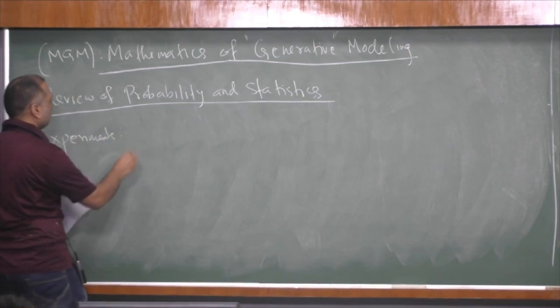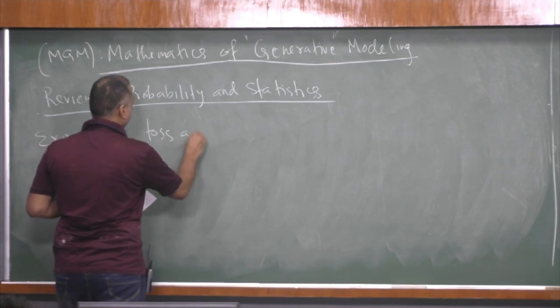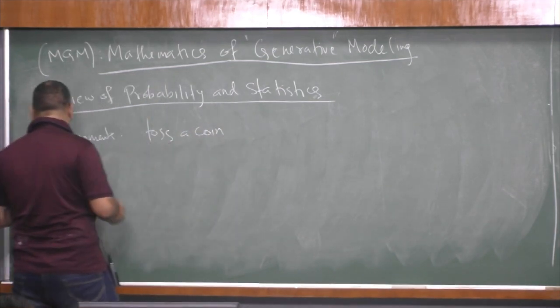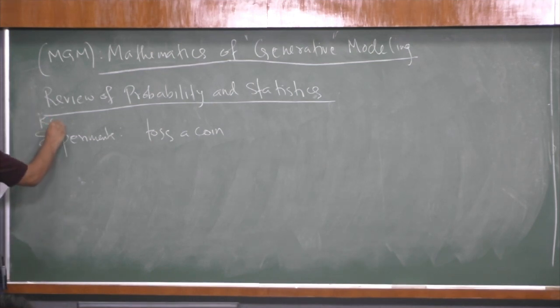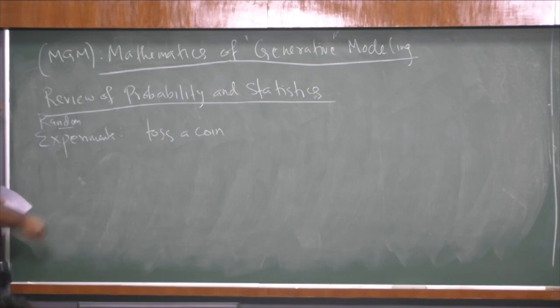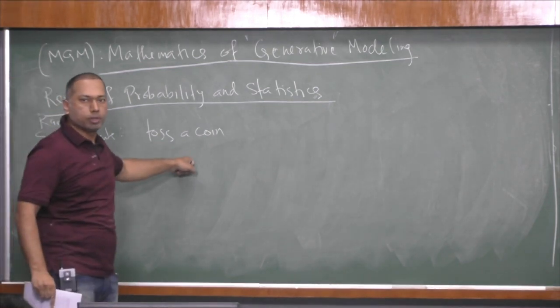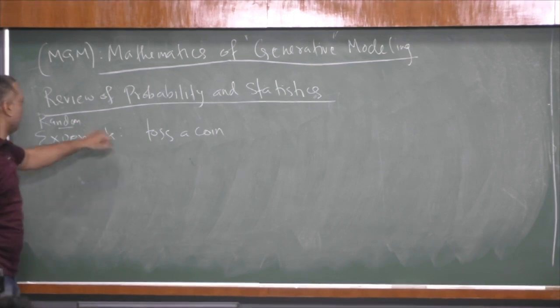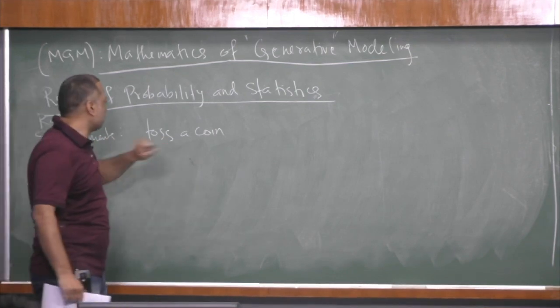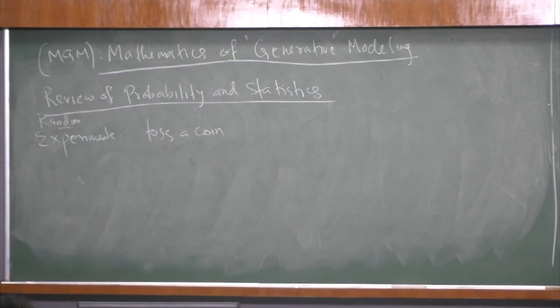For example, an experiment could be to toss a coin. Often these experiments are random. Random in the sense that the outcome is not known. So there is a bit of uncertainty. If I toss a coin, I don't know deterministically, hence random. So I don't know the outcome here. So it's a random experiment.